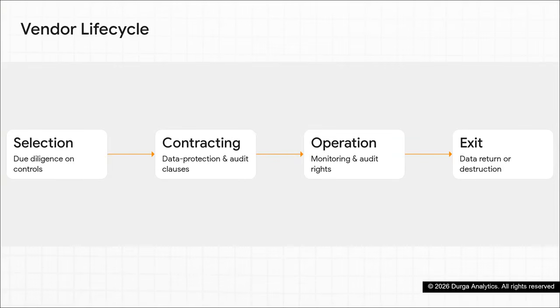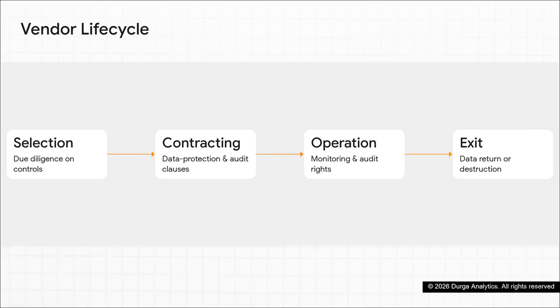Step 1 is selection. You've got to do your due diligence on their controls before you ever sign them on, weeding out the risky ones early. Step 2 is contracting. This is where you bake in your data protection and audit clauses, making your requirements legally binding. Step 3 is operation. This means continuous monitoring and actually exercising those audit rights. And finally, Step 4 is exit. When a contract ends, you have to ensure complete data return or destruction so there's no lingering exposure.